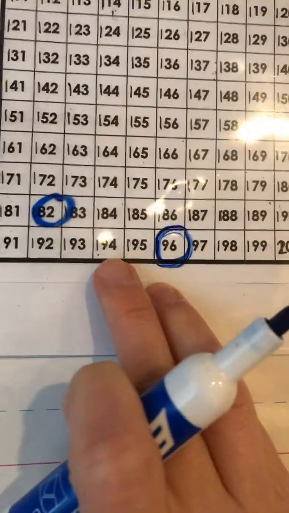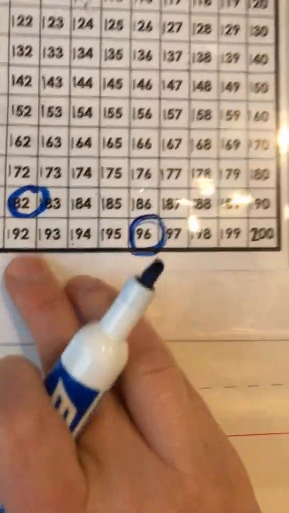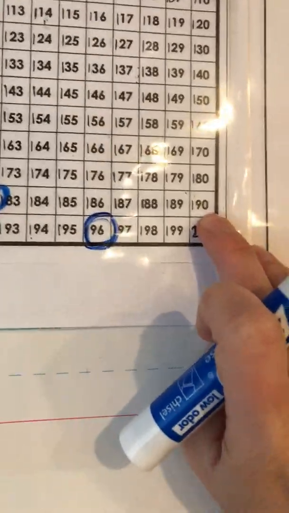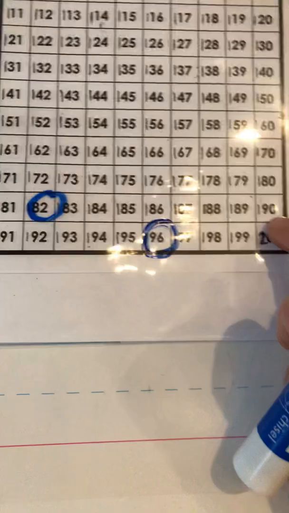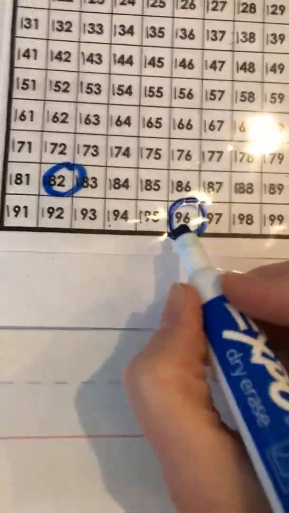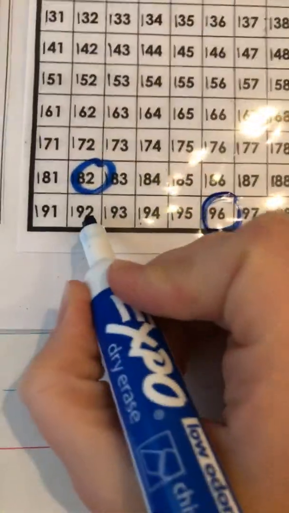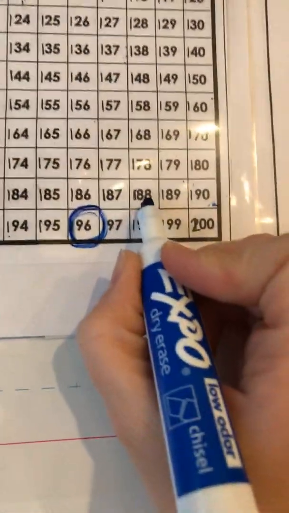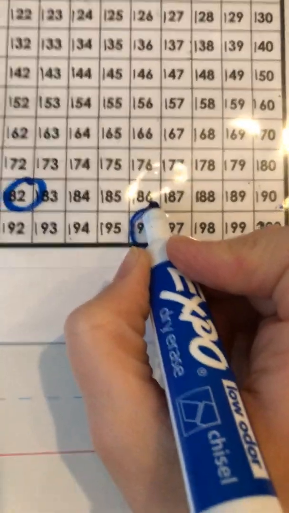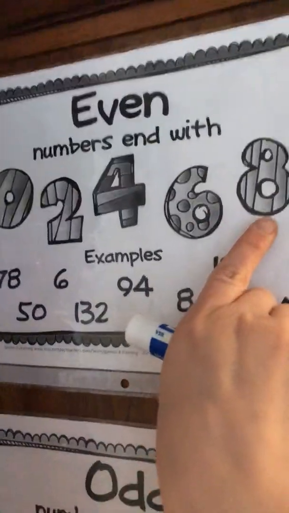Okay, here we go. 196, 194, 192, 190. More than the ones column is changing, but the ones column is where our pattern is. 6, 4, 2, 0. 188, 186, 184, 182. And this is the pattern we just followed. We were going backwards, 8, 6, 4, 2, 0, 8, 6, 4, 2, 0.